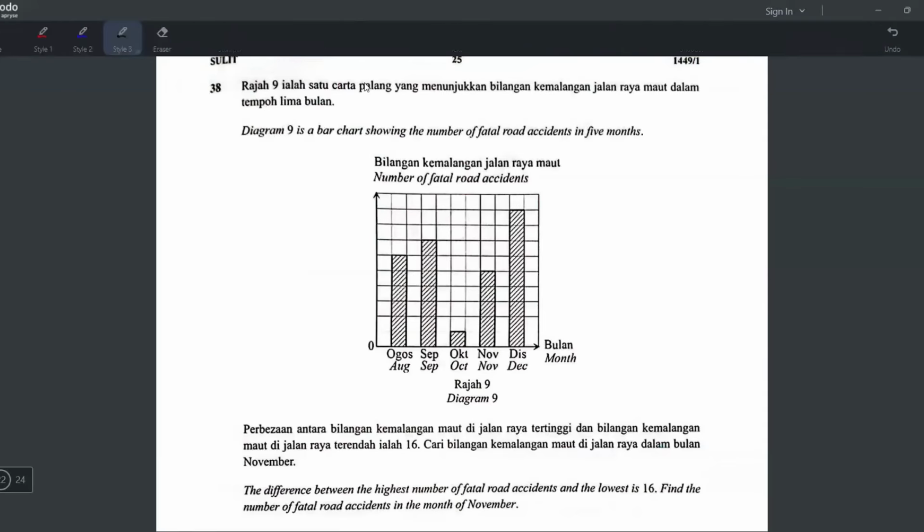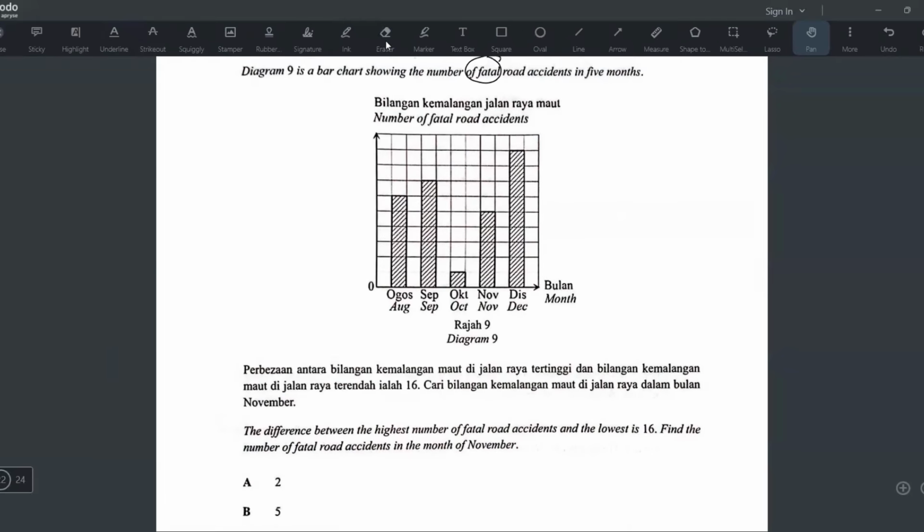38. Diagram 9 is a bar chart showing the number of fatal road accidents in 5 months. Fatal means a road accident that causes death. So the number of fatal road accidents is the y-axis, and the x-axis is the month. I can see October has slightly fewer accidents. The question says the difference between the highest number of fatal road accidents and the lowest is 16. This is the highest, but they never give me any value here.